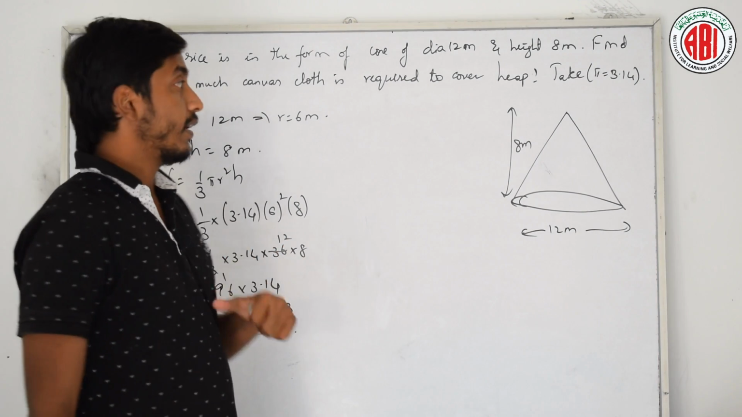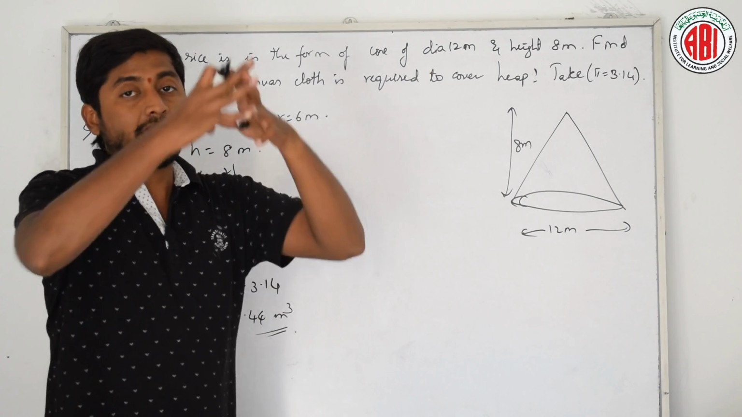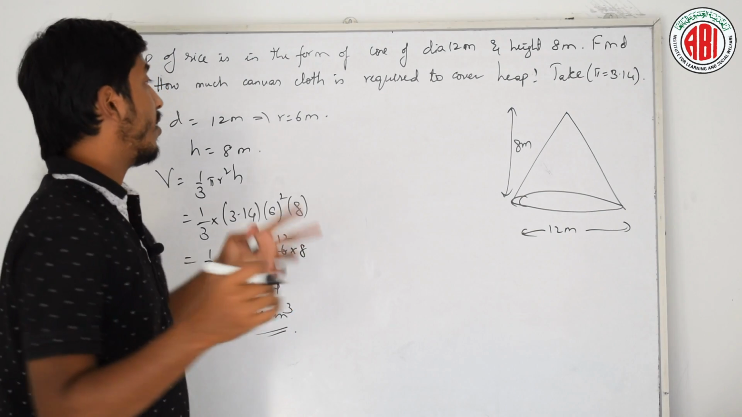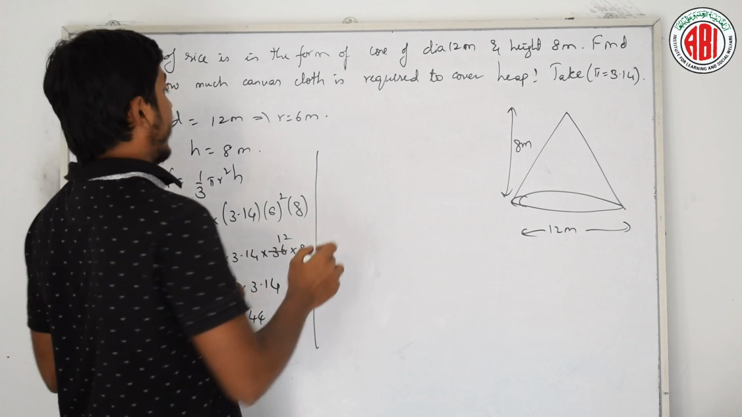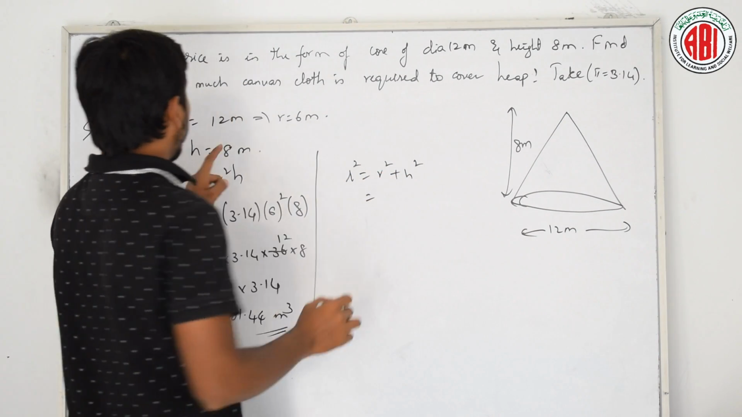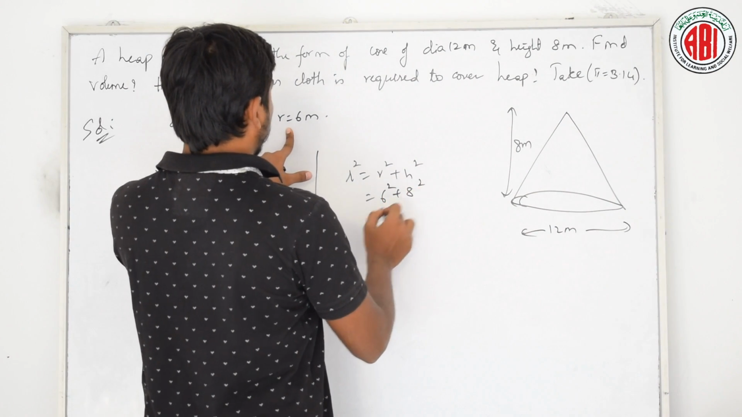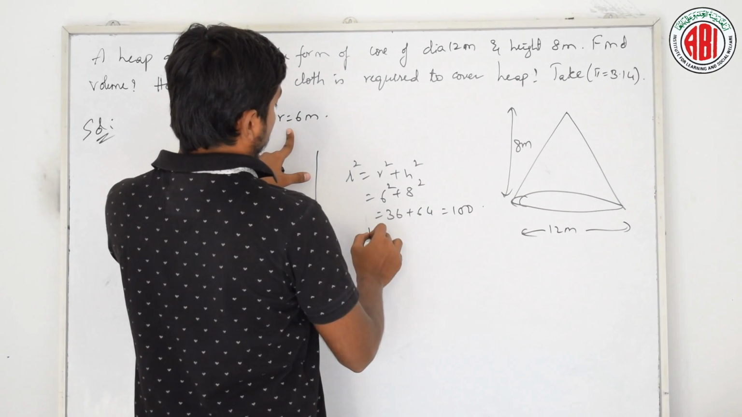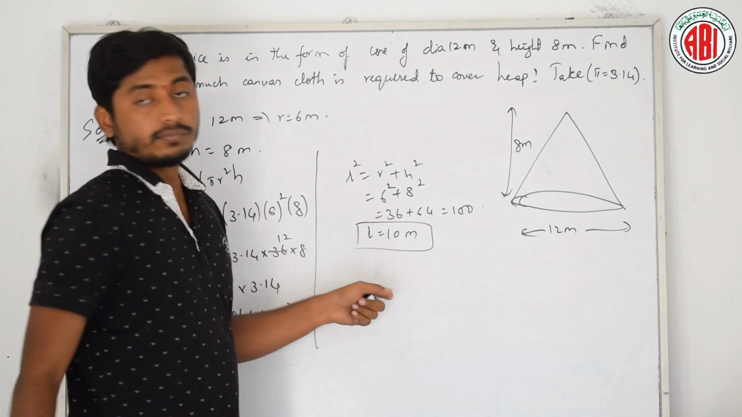And he is asking how much canvas cloth is required to cover the heap. Canvas cloth, in the sense, we have to cover the top itself. What is the formula of CSA? That is pi r l. How do we find l? l square is r square plus h square. r is 6, so 6 square plus h, which is 8 square. 36 plus 64 is 100. So l is 10 meter. Is it right?